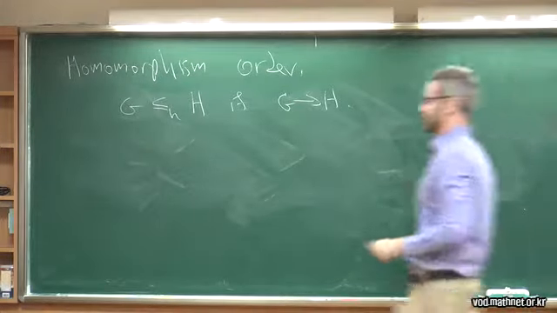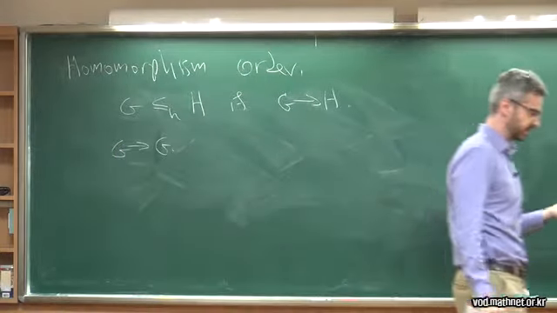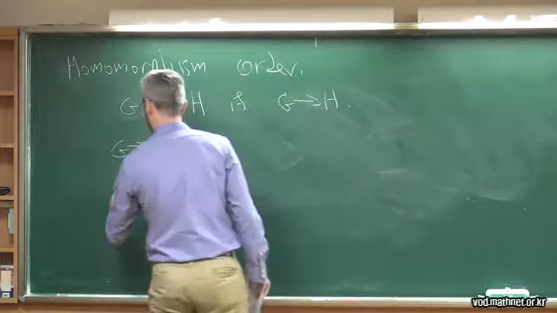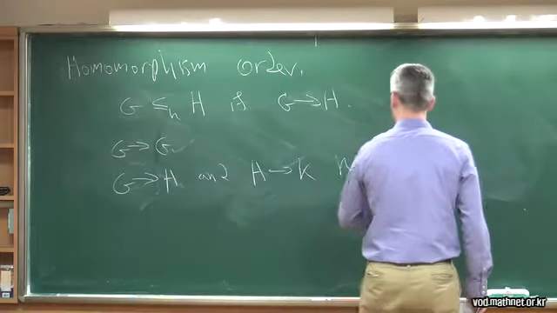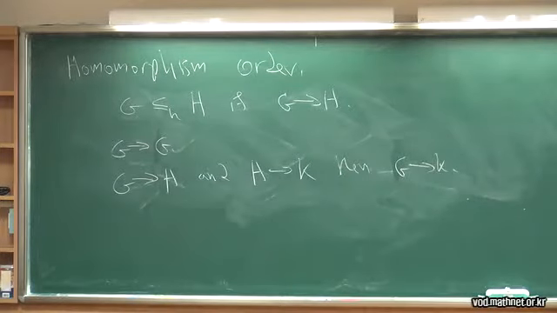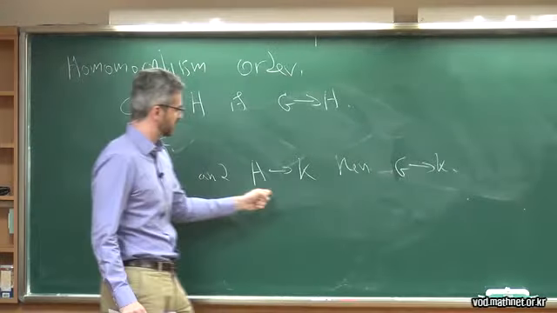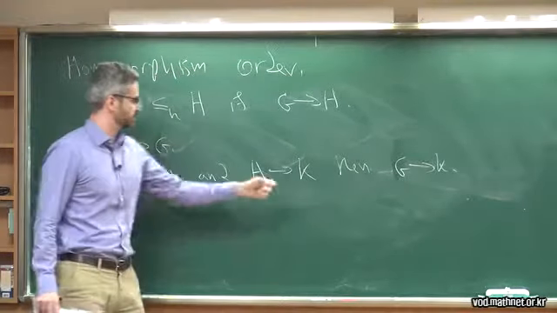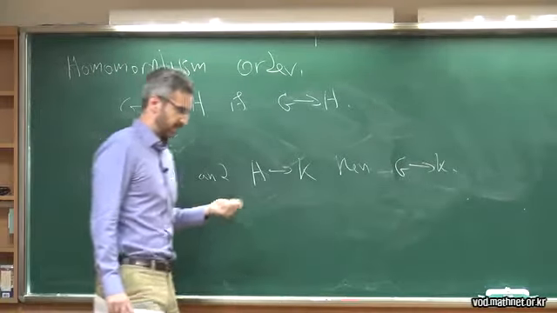It's reflexive, so we've already seen that G is always related to itself. It's transitive. So if I have a homomorphism from G to H and a homomorphism from H to K, then just by composing those homomorphisms, I'm going to get a homomorphism from G to K. This is easy to see because my map from G to H preserves edges, and my map from H to K preserves edges. So my map from G to K is also going to preserve edges. But unfortunately, this order is not anti-symmetric.